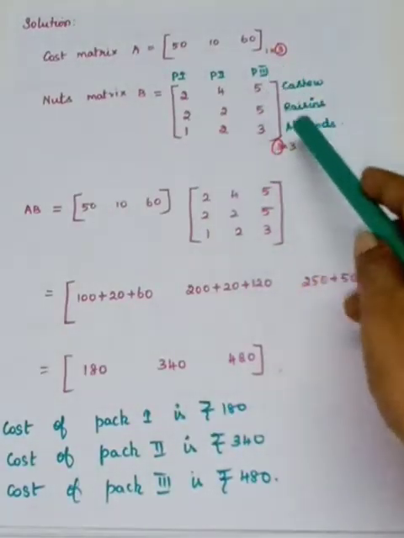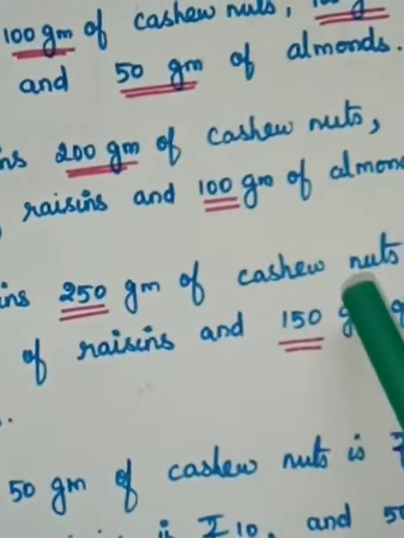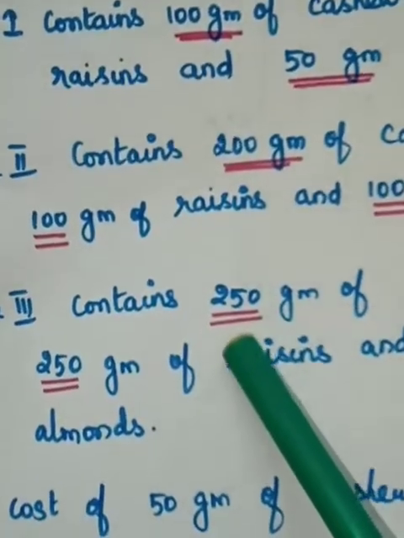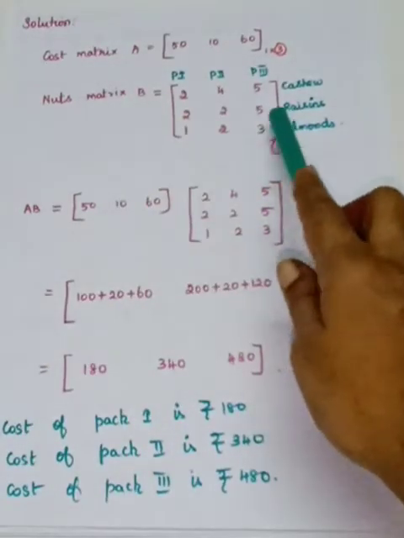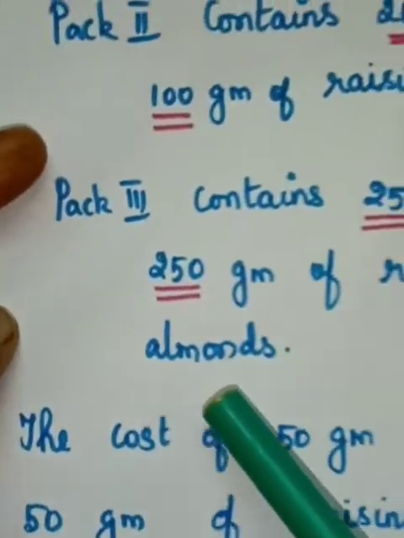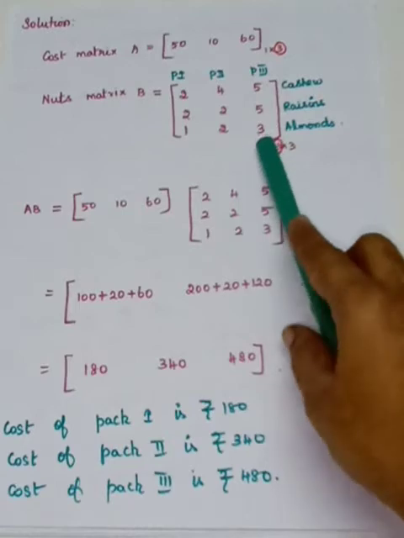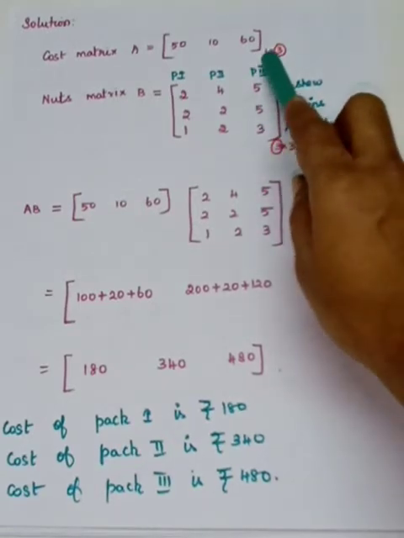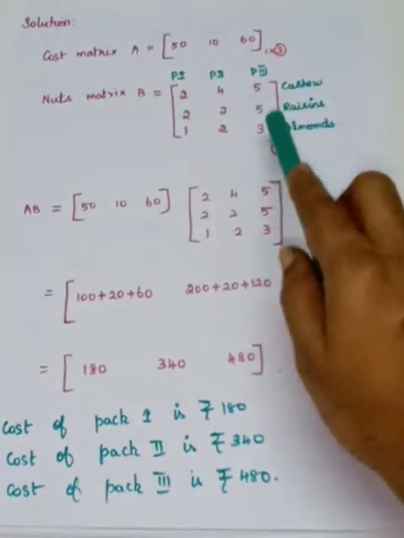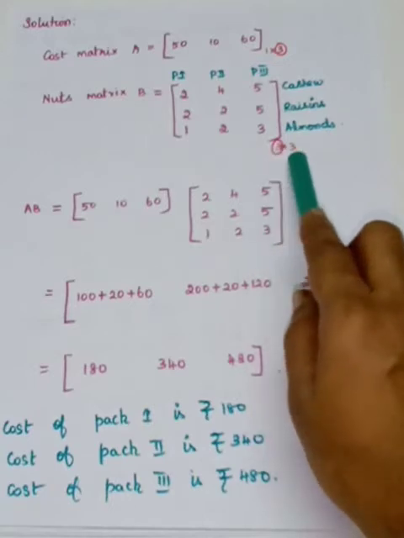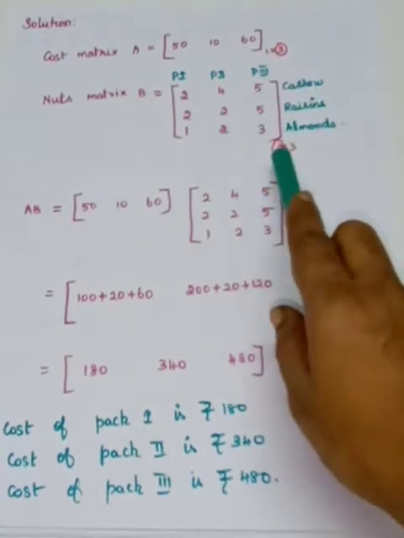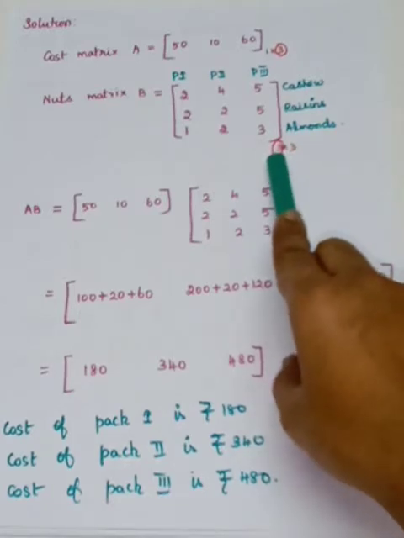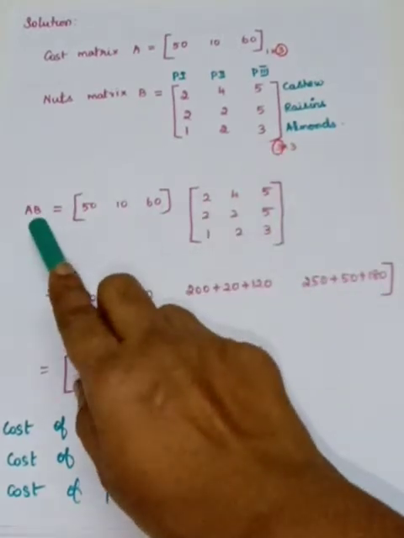In the same way, pack 3. 250 gram of cashew nuts is 5, and 250 gram of raisins, that also 5. And 150 gram of almonds can be written as 3. So you see that this is the first matrix with 1 row and 3 columns, and here is the second with 3 rows and 3 columns. The number of columns of the first matrix should be equal to the number of rows of the second matrix. So we can find AB.